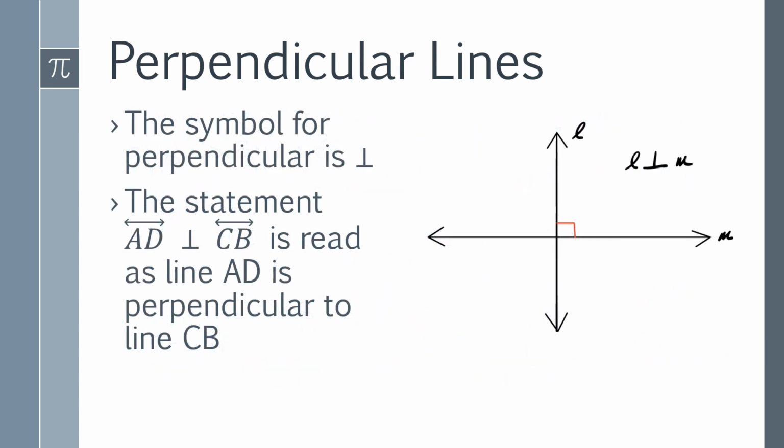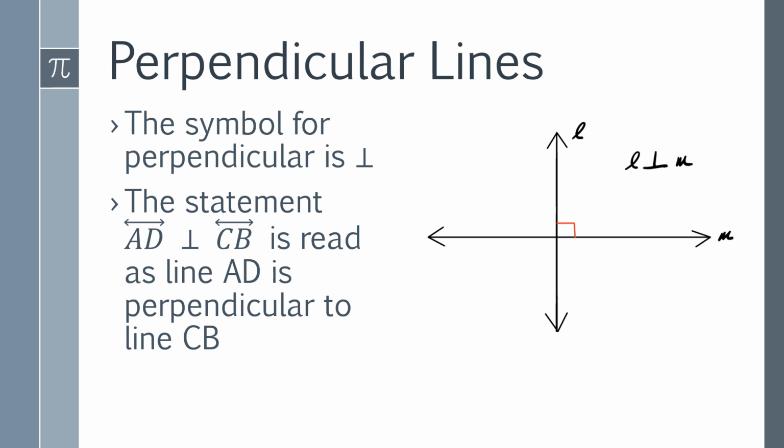So here we have a drawing of two perpendicular lines, L and M. So the symbol for perpendicular looks like an upside down T, right? It's basically two segments that are perpendicular. The way we would read a statement such as what we have here is line AD is perpendicular to line CB. If we look at our drawing, we have line L is perpendicular to line M.